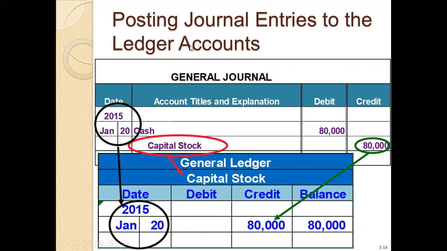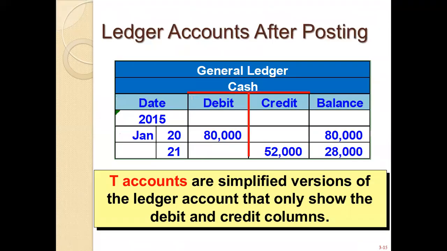Fine class, this is a way to learn about the journal entry and the journal ledger. Now we can also make a manual accounting system in the form of a T. Look here, it is in the form of a T, a ledger of cash. Again, the date is the 20th and the amount is 80,000. Fine, 80,000 is the debit, and the balance is 80,000.